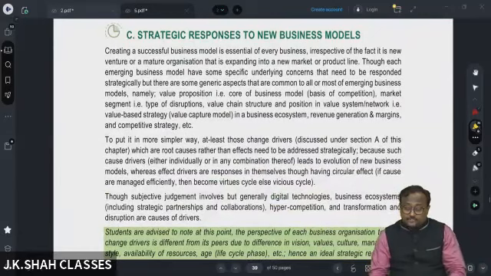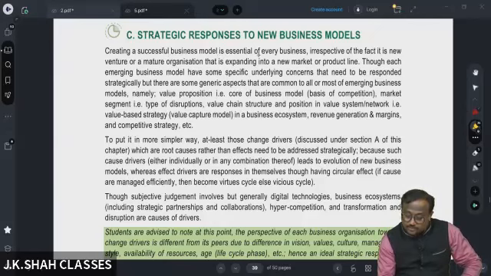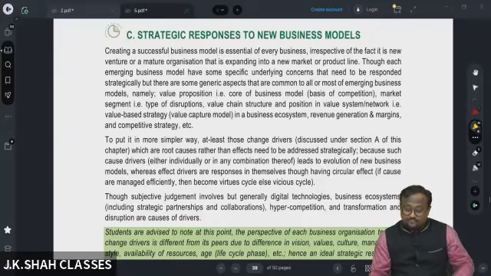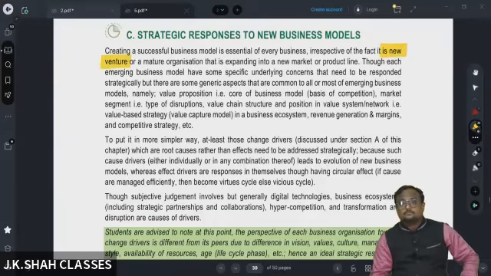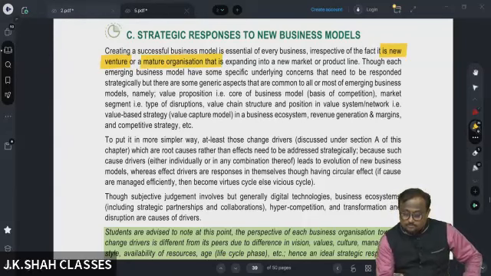So now understand what are the different strategic responses of the new business model. Creating a successful business model is essential for every business, irrespective of the fact it is a new venture or a mature organization that is expanding into a new market. So new venture, when I talk about, you have StanChart entering into Indian market, Standard Chartered Bank, ANZ, Grindlays entering into Indian market long back, HSBC entering into Indian market, or a mature organization expanding into the new market and new product line.